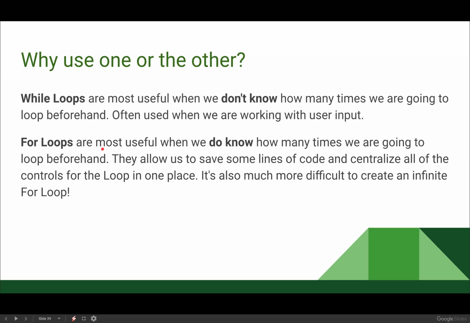And for loops are most useful when we do know how many times we're going to be looping. Even though I could use a while loop to do that same thing, as we can see in that example, a for loop allows us to save some lines of code, and it lets us centralize where all of our controls for our loop are. And it's much more difficult to create an infinite loop when we're using a for loop, just because of the way that it's structured. We can see all of the parts and where they are. So generally, for loops are the best when we do know how many times we're looping, while loops when we don't.